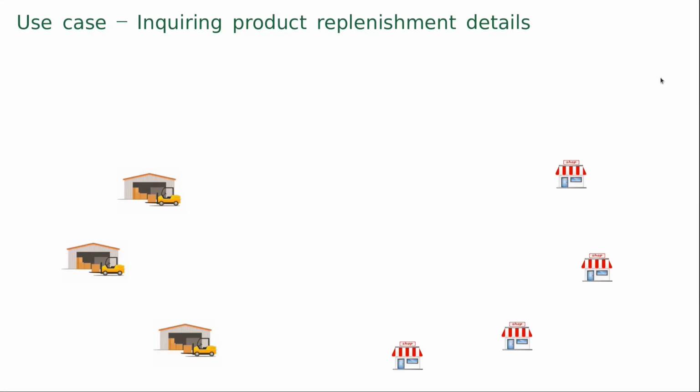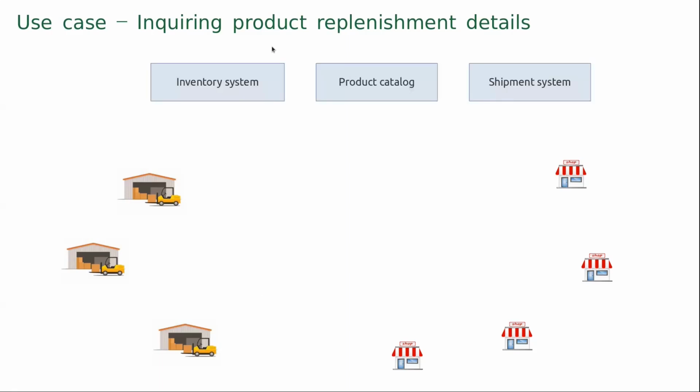So we have multiple shopping outlets and also multiple warehouses. If we consider the current IT systems used by this retail chain, we have an inventory system, product catalog, and a shipment system. The inventory system maintains product levels or stock levels of all warehouses. Then the product catalog maintains details about each and every product, including, for example, product ID, product name, price, etc. Then the shipment system manages shipments between warehouses and shopping outlets.